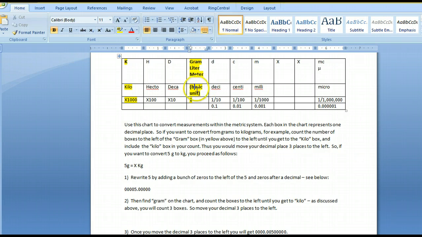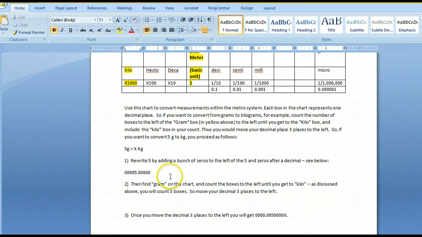All right? So if we go from grams to kilograms, we're going to start counting 1, 2, 3. We're going to move our decimal 3 places to the left because we moved from grams to kilogram. We move from right to left. As we're counting, we don't count the box we start on. We count the very next box, and then we count the box we end on. Okay, so we locate grams, because that's our problem, 5 grams, and we start counting with the next box, 1, 2, 3.